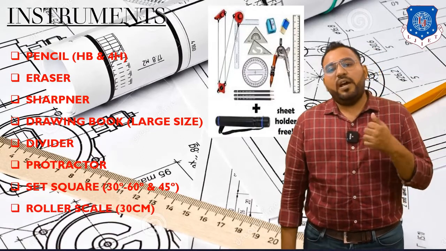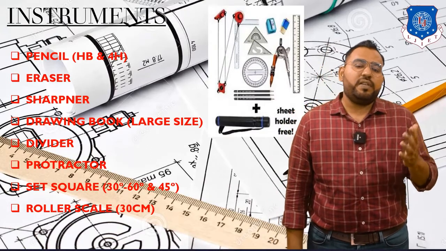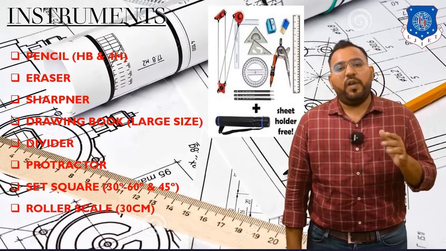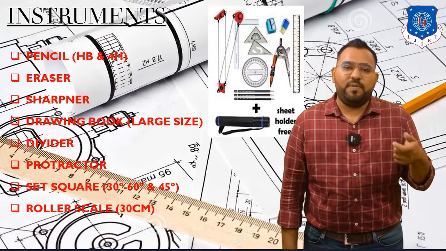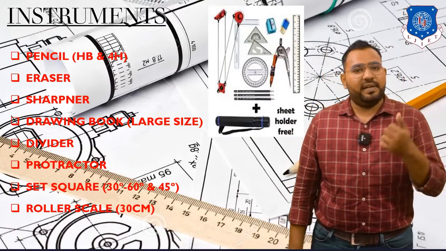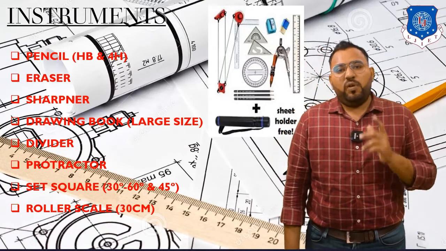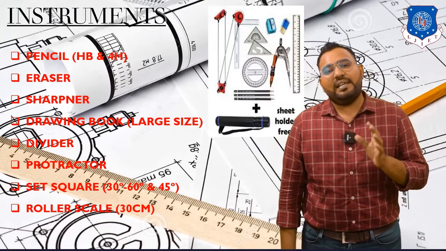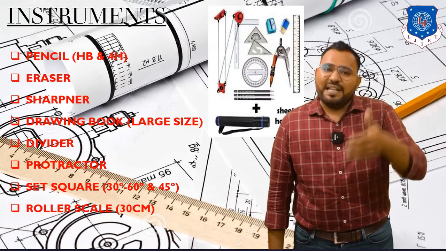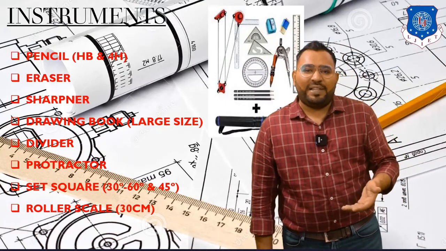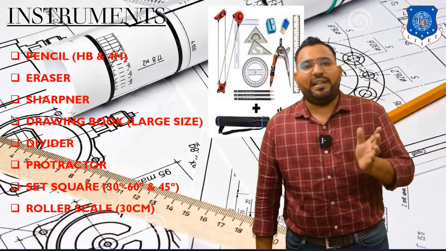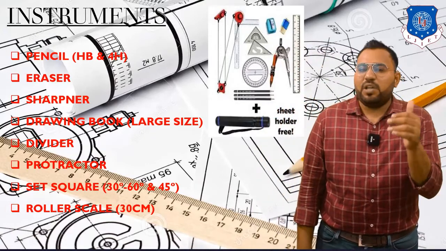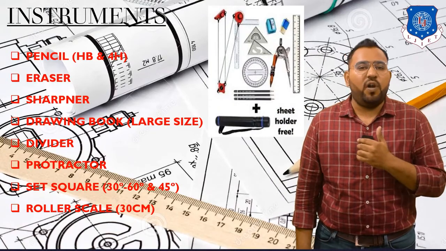Now then you require a roller scale. You require a roller scale for drawing parallel lines and horizontal lines. And in roller scale you will have two kinds. One is 15 centimeter, which is small size, and another is 30 centimeter, which is large size. So take a 30 centimeter large size roller scale. So these are the basic instruments. These are the minimum instruments that you require for drawing a particular object or method. So if you have this much with you, you can easily draw in a drawing book.